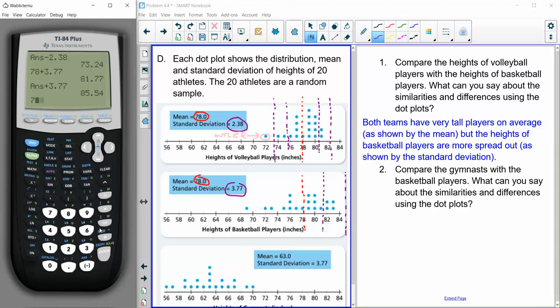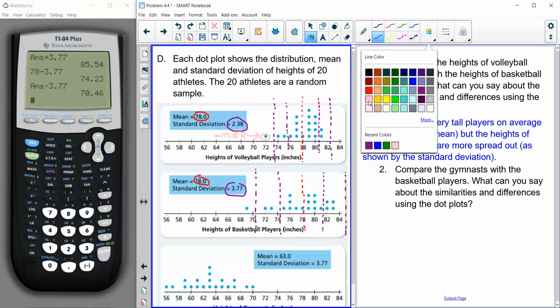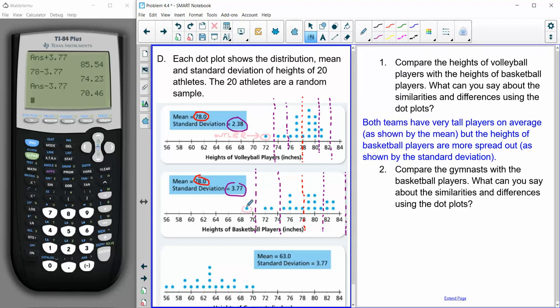All right, let's take the mean 78 and subtract the standard deviation. 74.23 is right about here. And then we'll subtract another 3.77, and that's 70.46, which is right about here. So again, we do have an outlier. We got a libero, if you know those volleyball players, probably a libero, right? And probably a point guard down here on the basketball team.